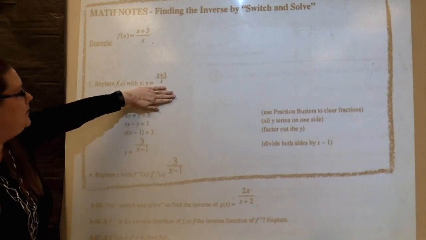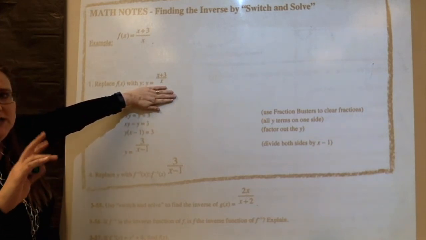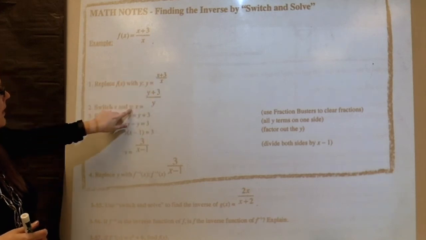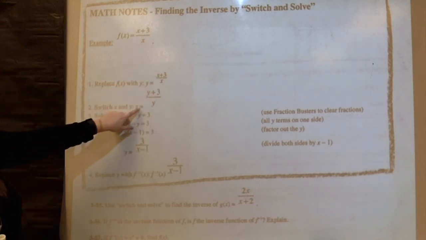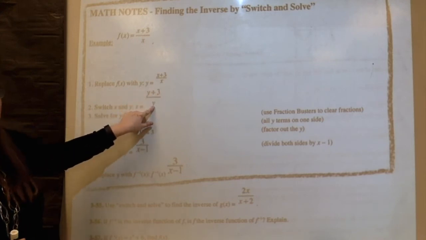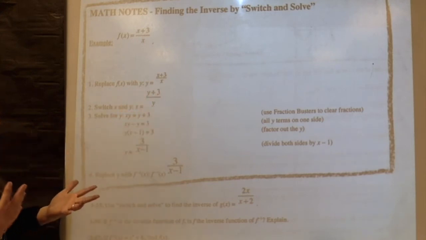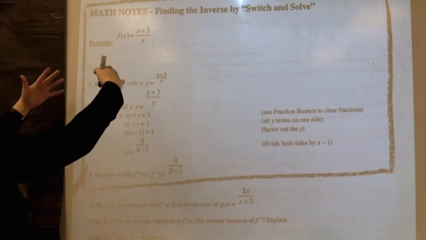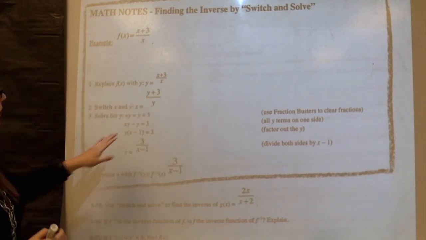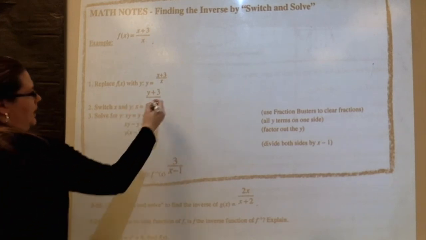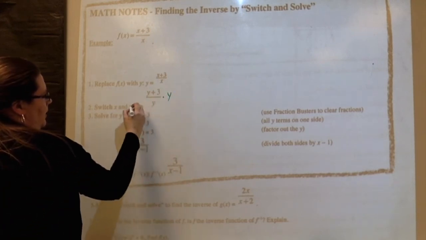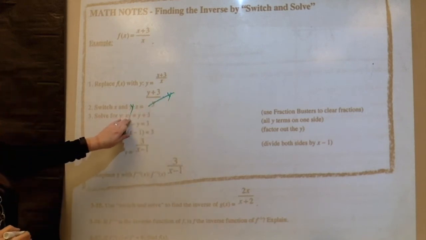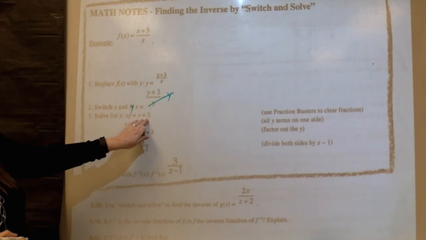So if you had that, then you can start out by simply switching places with the x and the y. So the x's become y's, and the y becomes an x. So now we're looking at x equals y plus 3 over y. So we want to try to solve this for y. So we first try to get all the y's in the numerator on one side. So we start by multiplying both sides by y, which cancels those out. And on the left, you now have xy equals y plus 3.